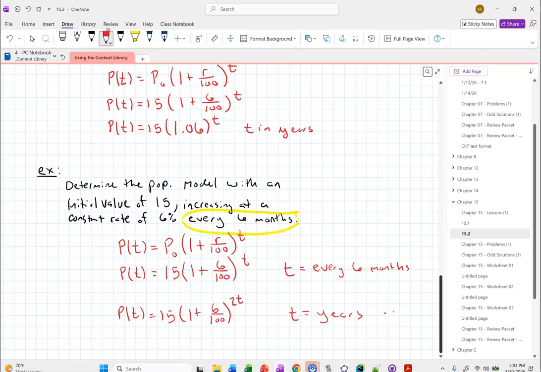This one is probably easier to deal with, because if I ask you how many years it takes to get to 100 people, it's much easier to just have the answer come out as your answer, rather than getting your answer and then having to figure out how to get years out of the number of 6-month intervals. So usually you want to rewrite everything so that the exponent describes the number of years.